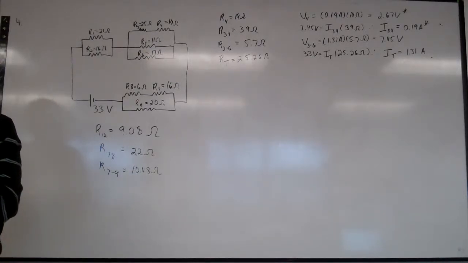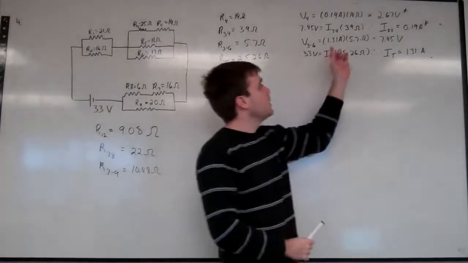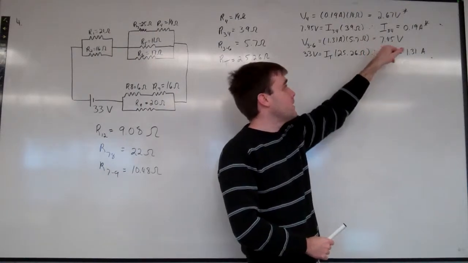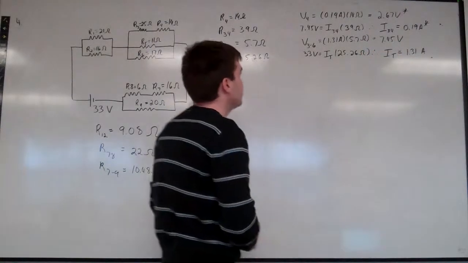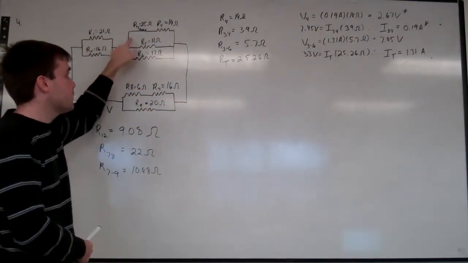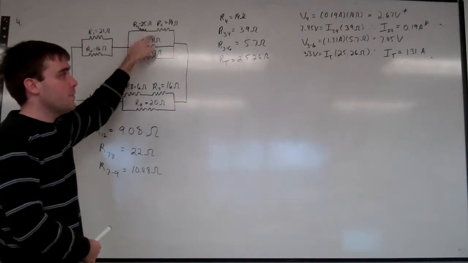Where are you getting 7.45 volts? Are you working kind of backwards? Yeah, I'm working kind of backwards. That 7.45 comes from here. That's the voltage across this whole piece, so it's the voltage to that top part. So let's take that voltage to the top part.